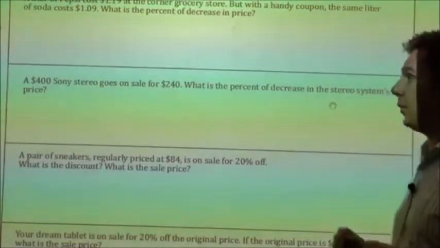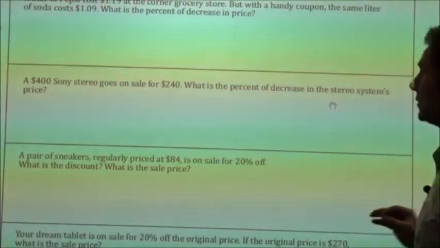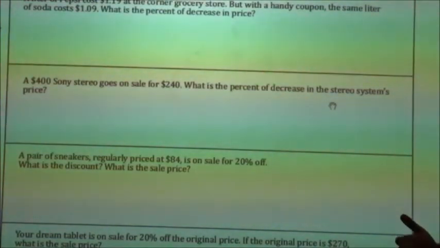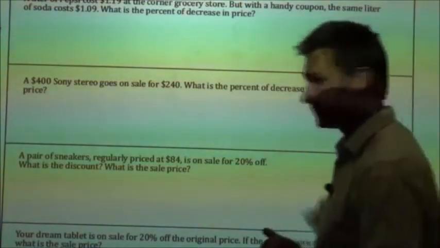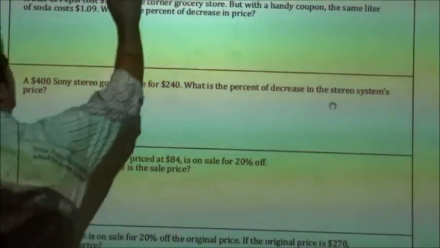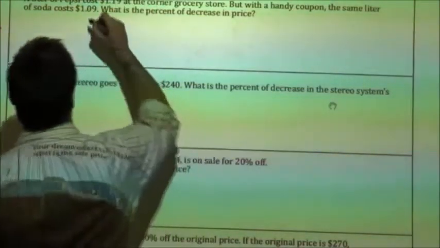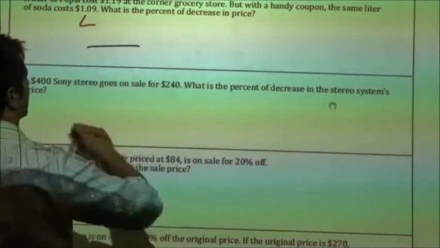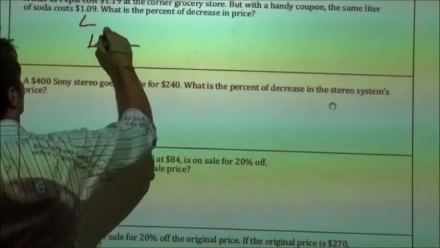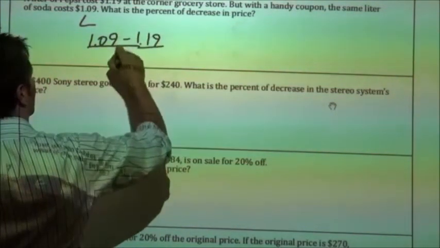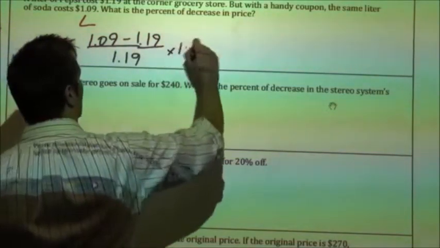Let's go to number 4. A liter of Pepsi costs $1.19 at the corner grocery store. But with a handy coupon, the same liter of soda costs $1.09. What is the percent decrease in price? Once again, let's find our first number. Our first number is $1.19. Our last number is $1.09. And once again, we are going to subtract 1.09 minus 1.19 and divide by 1.19 times 100.